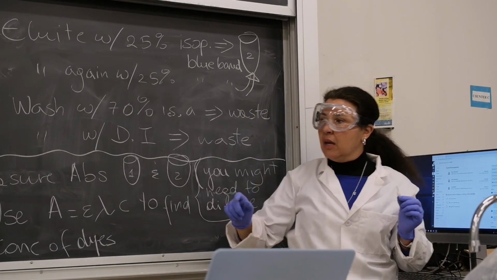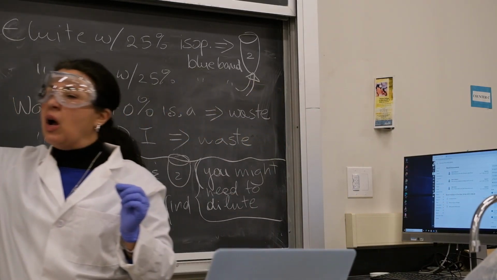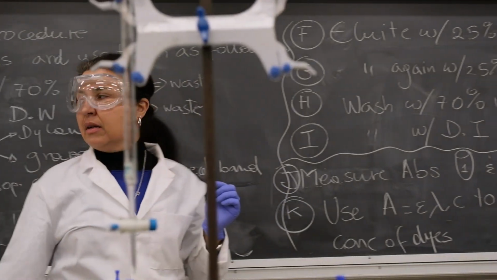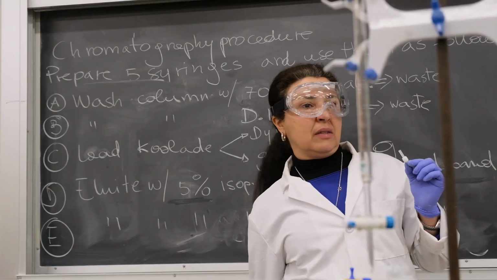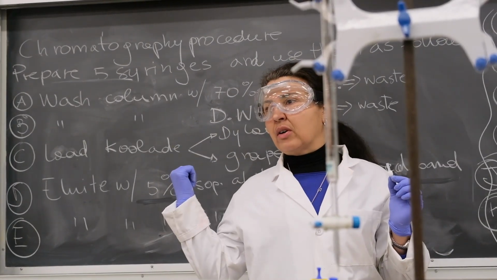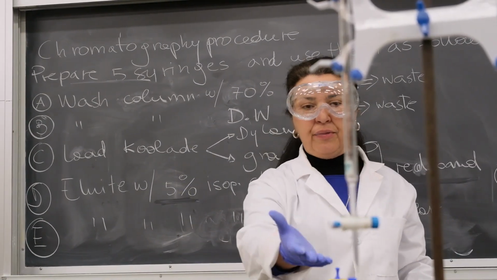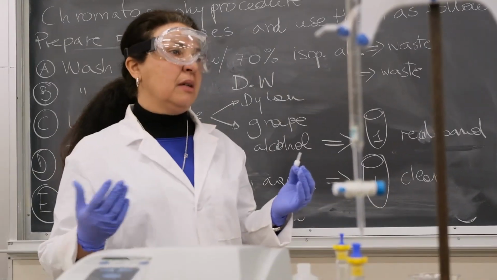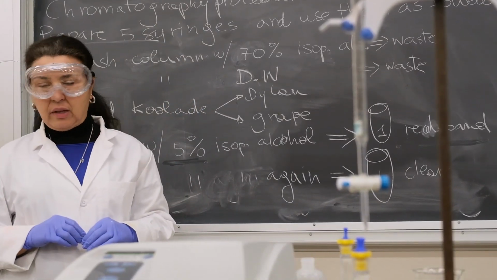All this waste can go inside the sink, because I don't know if we have the organic waste. I'll check. If we have the organic waste, it's going to go in the organic waste, but it's alcohol and food dye, so these are harmless solvents, okay?